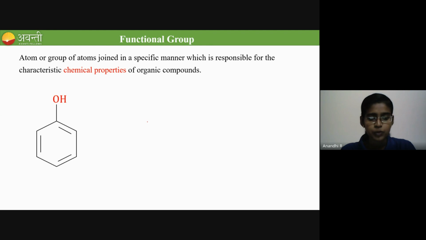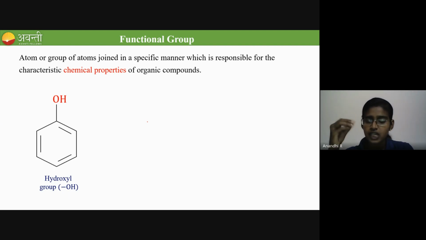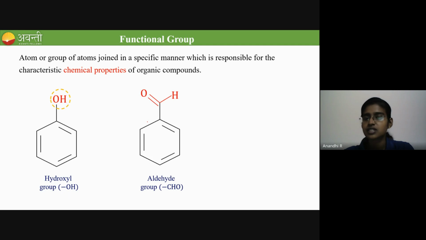And you can see a compound on your screen. What is the name of this compound? Do any of you know the name of this compound? It is called phenol. And you can see an OH group attached to the phenyl ring, which is called the hydroxyl group. So this OH is the functional group where the reaction occurs.